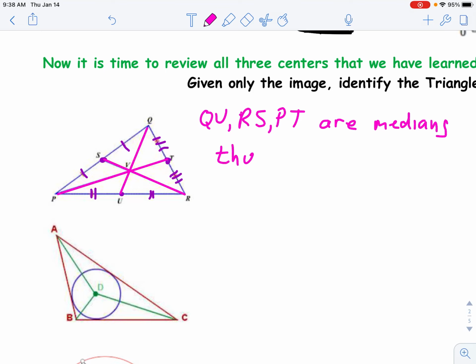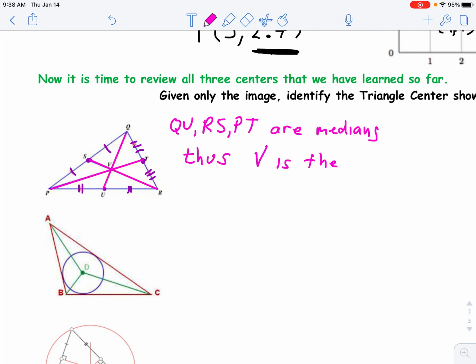So we identified we have medians. Thus, will sound very smart. Thus, V is the centroid, because that's how the centroid is formed by the medians. So really the punchline of what we're doing right now is, oh, that's a median. We realize that all the medians form centroids. All right, so that's kind of the punchline.